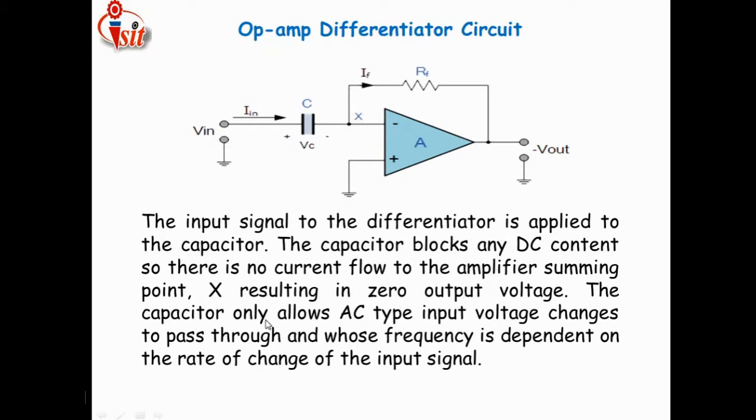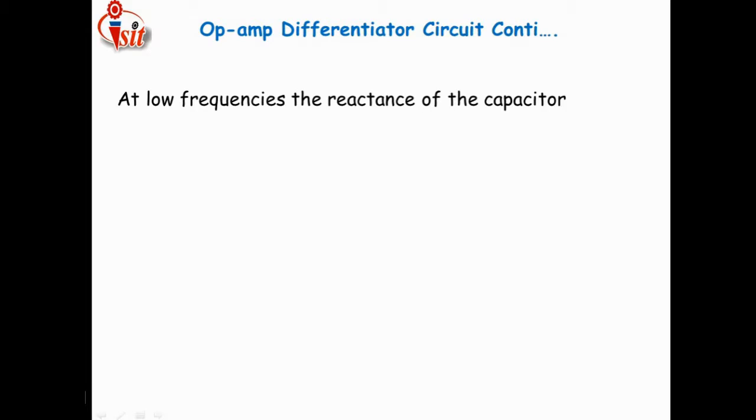The capacitor only allows AC type input voltage changes to pass through, whose frequency is dependent upon the rate of change of the input signal. That means whatever output voltage is introduced in that circuit along with that X node, that output voltage is equal to 0. Then, the op-amp differentiator circuit, continuing with this.